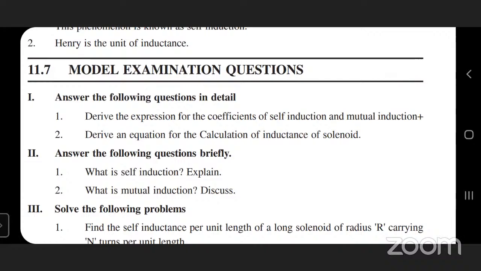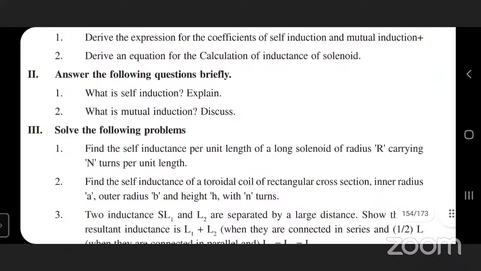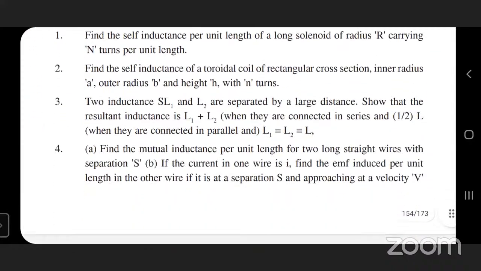Next, what are the model questions which may be given? Derive the expression for the coefficient of self-induction and mutual induction. Next, derive an equation for calculating the inductance of a solenoid. What are the short questions? What is self-induction? Explain with a diagram only. Next, what is mutual inductance? Explain or discuss. So these are the problems which may be given.